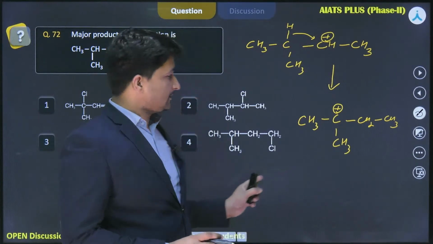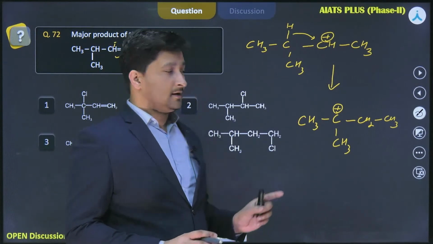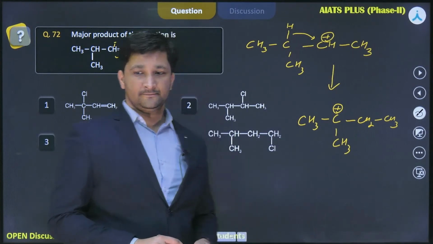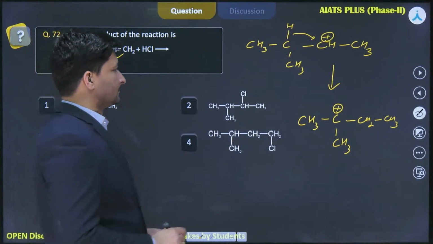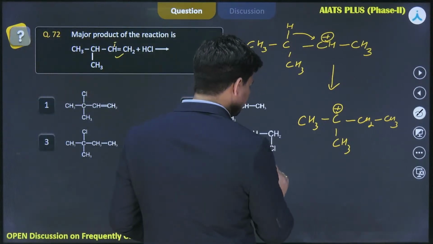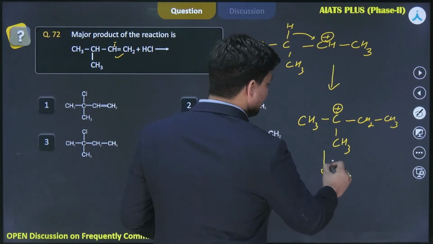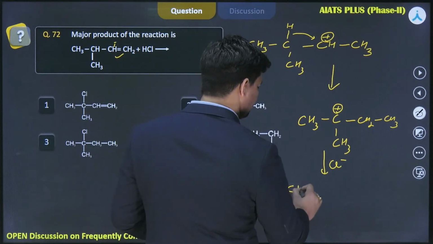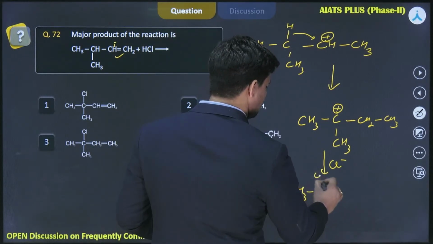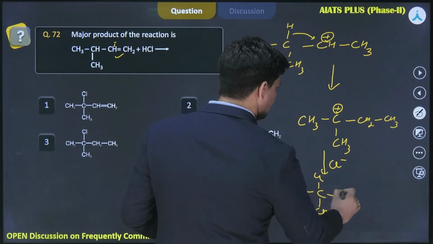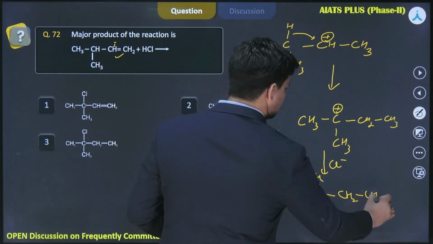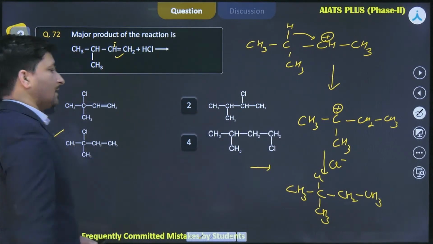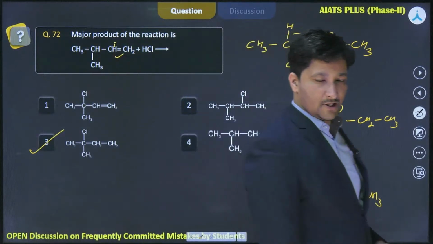Exactly, Rahul. And this method is called hydride shift, because a shift of hydrogen is taking place. Is this clear? So after this, the Cl minus will attack at this carbon, and the product obtained will be CH3, C, Cl, CH3, CH2, CH3. So this is the major product that we are going to obtain. Hence, option 3 will be the correct answer. Anyone having any doubt? Feel free to ask.